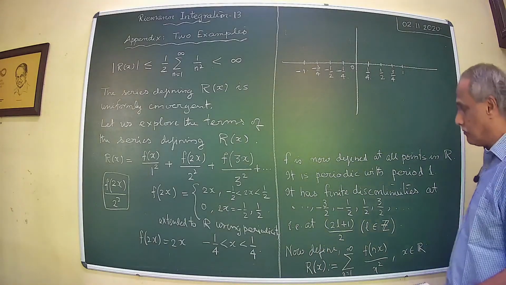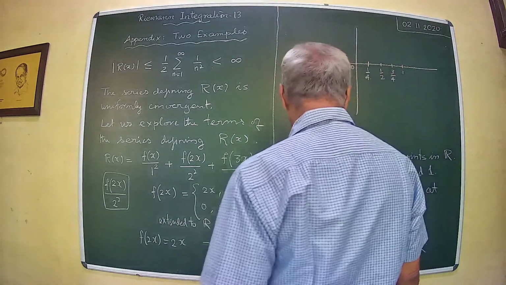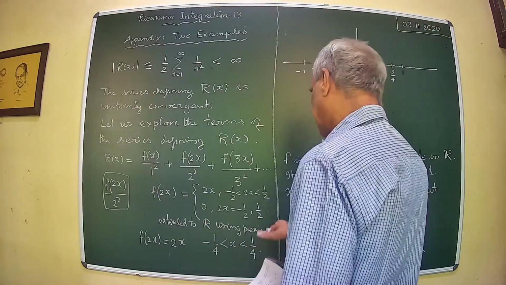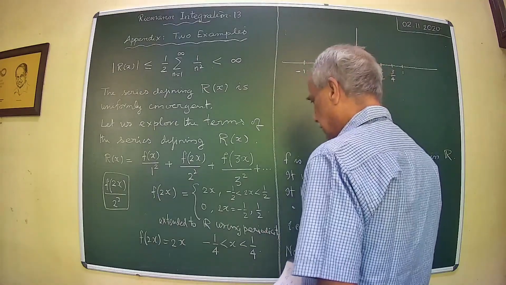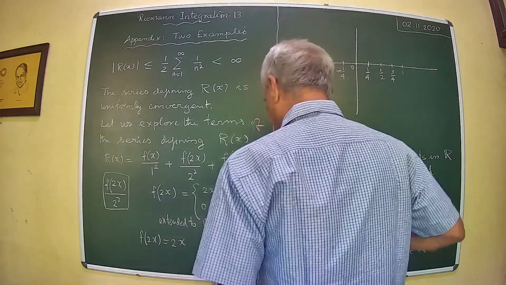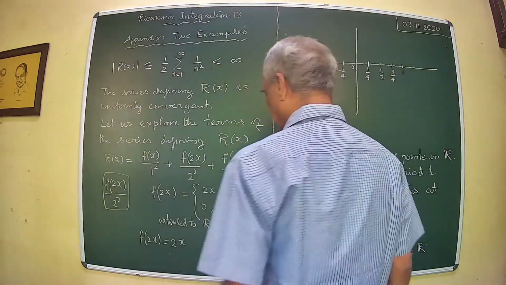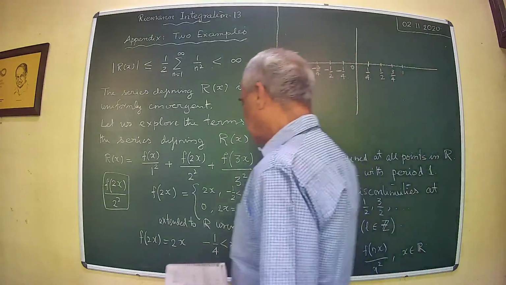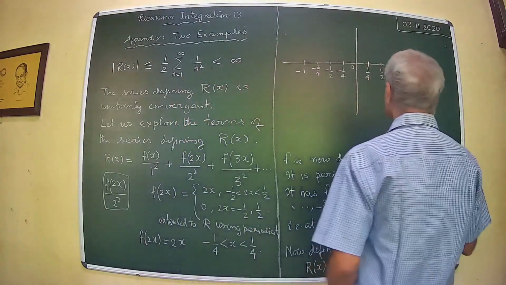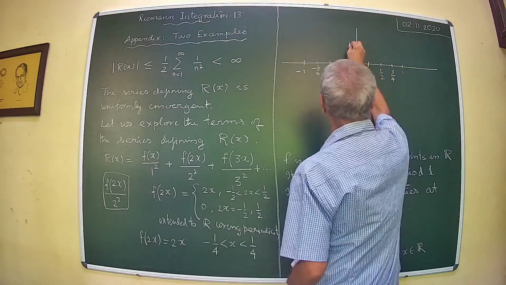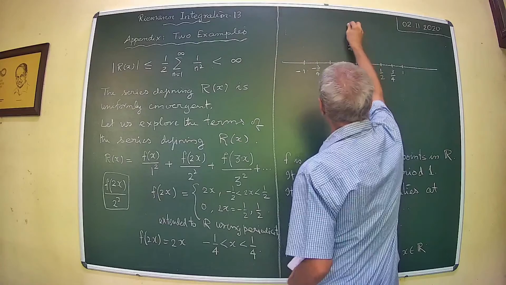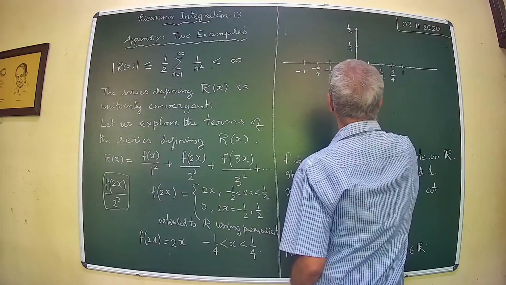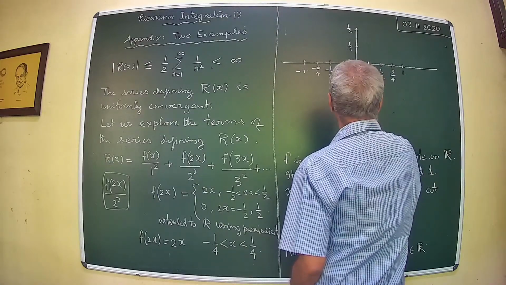Now, what is the maximum value that the function takes? The maximum value is possibly at the extreme end points, which doesn't happen because it's an open interval. Therefore, it is bounded between minus half and plus half. So we take 1 by 4, 1 by 2 here, minus 2 by 4, minus half.